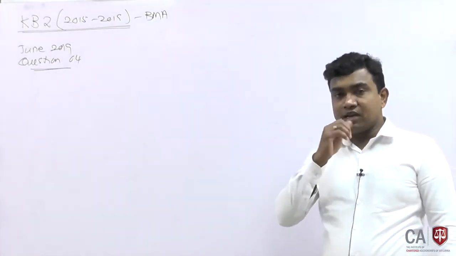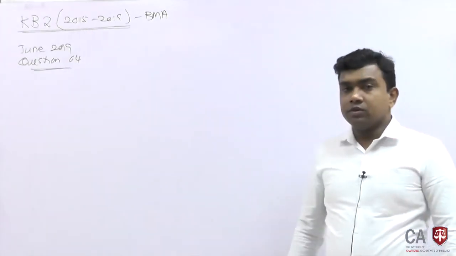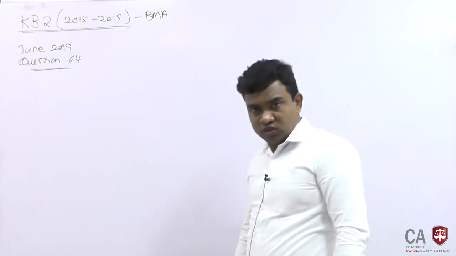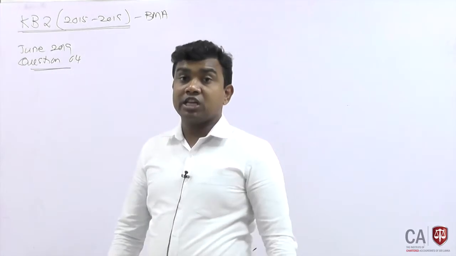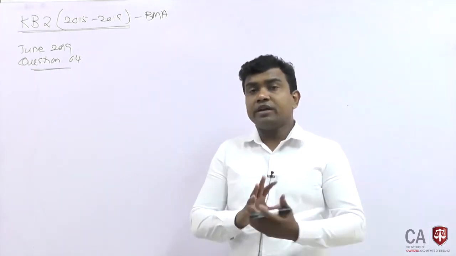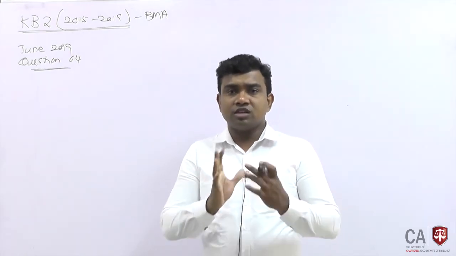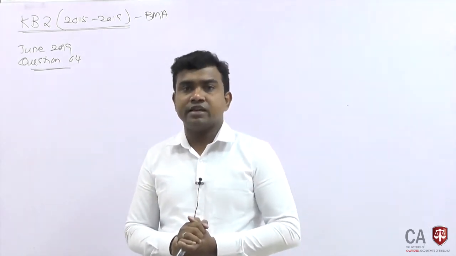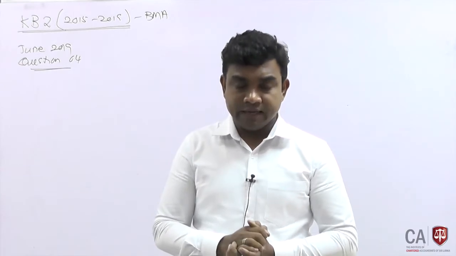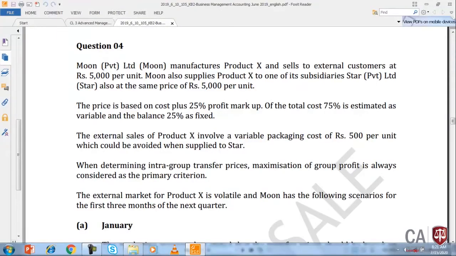The question is available now. I will bring you into the computer screen to discuss the question, but keep in mind, while you read the questions, you need to draw the rich picture. Without this rich picture, you can't understand what is currently happening, right? Let's read the question now. June 2019, that is last year's June paper, Business Management Accounting, question number 4. Moving into the computer screen.